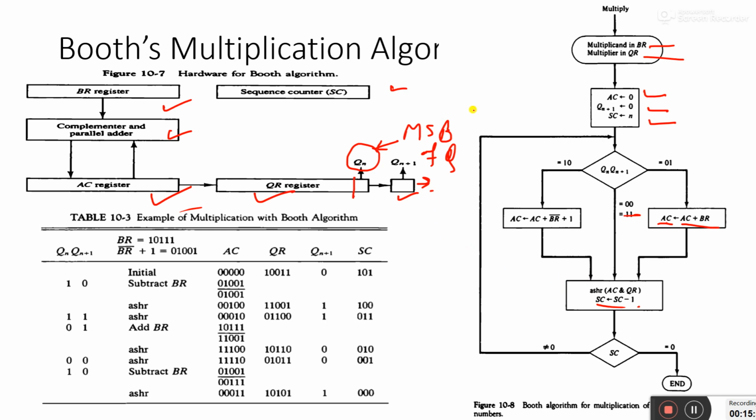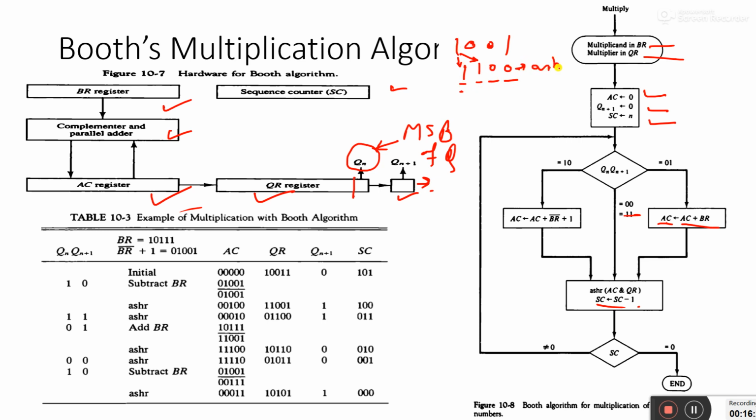In arithmetic shift right, if I have a number 0 1 0 1 0 1 and I need to do an arithmetic shift right, then the number will become 0 0 1, and this one will be appended as it is, and this one will be transferred to that number. So my number will become 1 1 0 and 0. So this is my arithmetic shift.